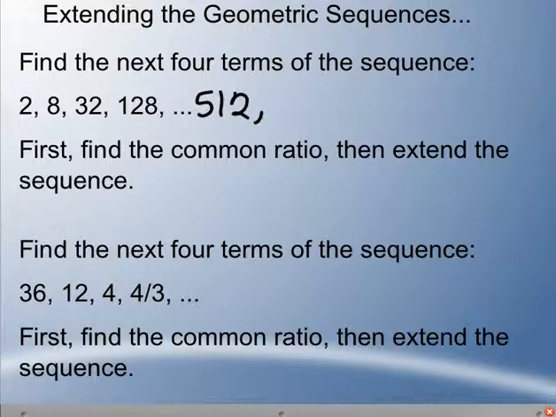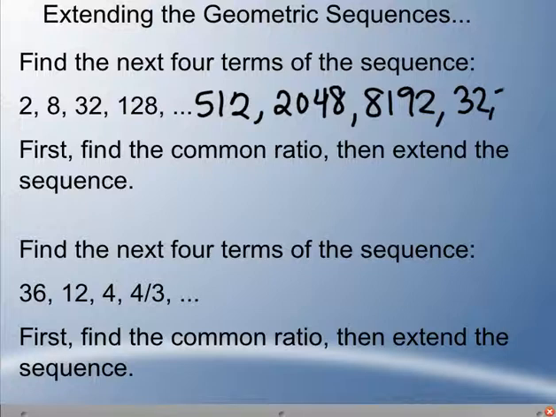All right, and then multiply by 4 again, and I get 2,048. Multiply by 4. We get 8,192, and last time multiplied by 4, we get 32,768. So just continue the pattern by using that constant ratio.